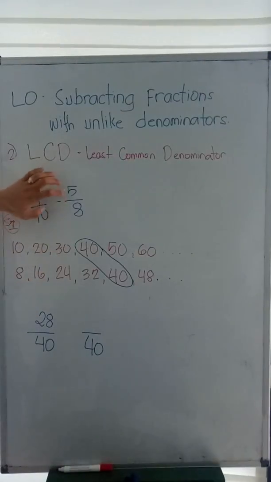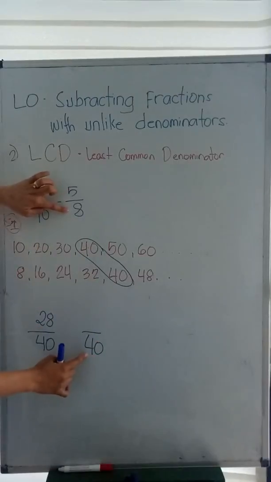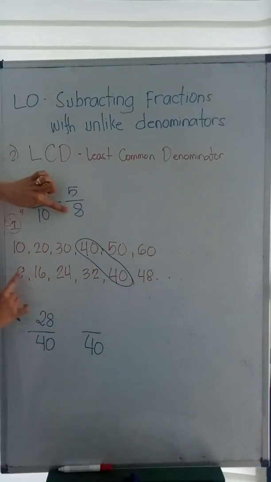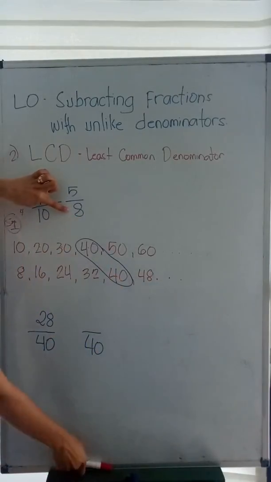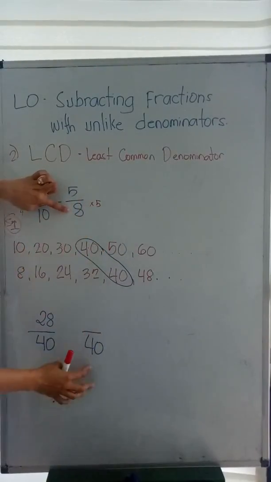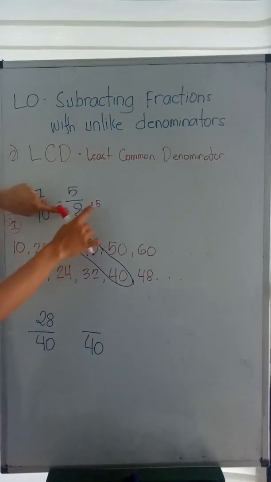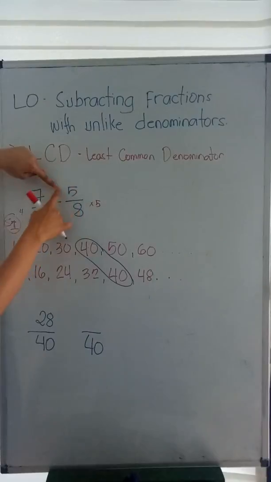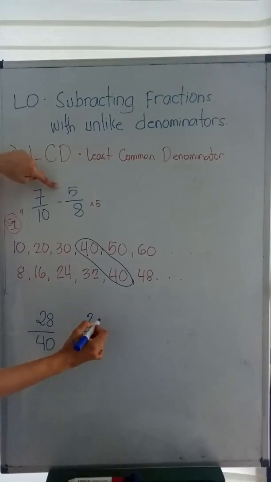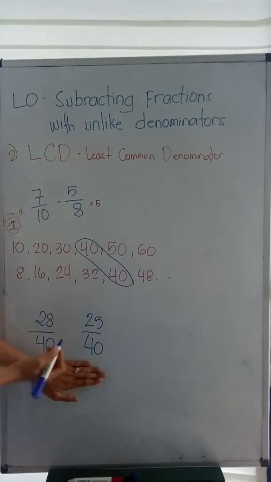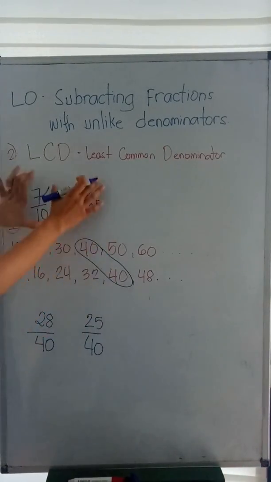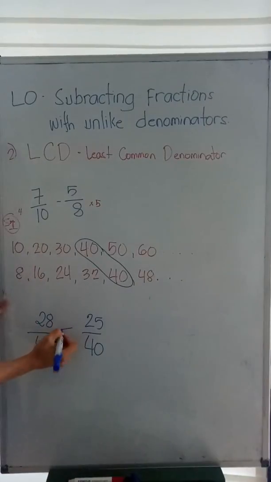Now on this fraction, 5/8. 8, we already used 40. What did we multiply to 8 to get 40? You can use this to count 1, 2, 3, 4, 5. So of course, times 5. We used 5 to multiply to 8 to get 40. So since we multiply our denominator with 5, we also have to multiply our numerator with 5. So 5 times 5 equals 25. So this is what we have now. 28 over 40, 25 over 40. This is the same. This is equivalent. Now we are going to subtract them.